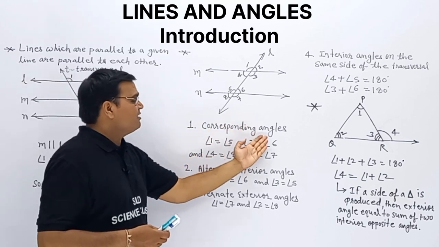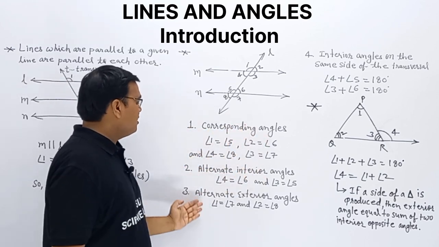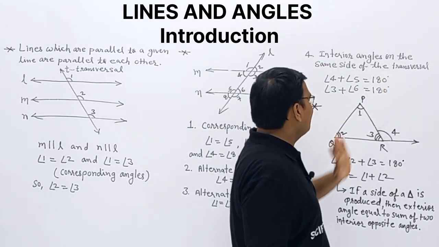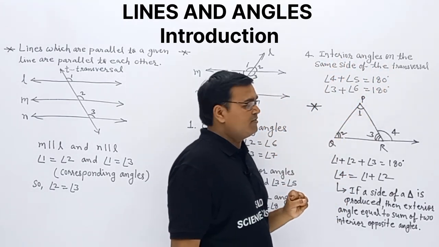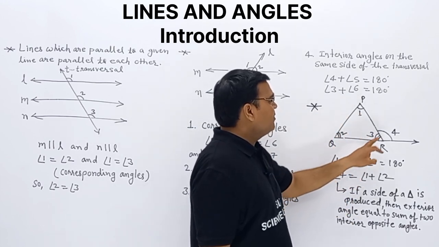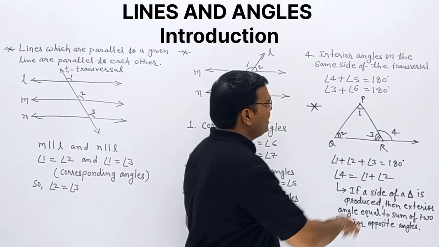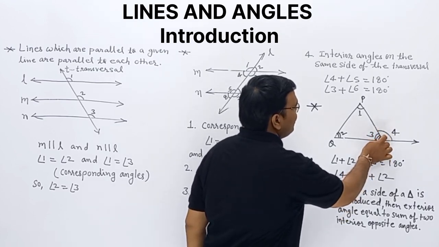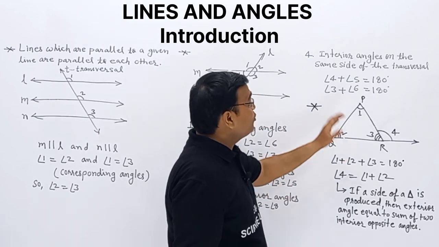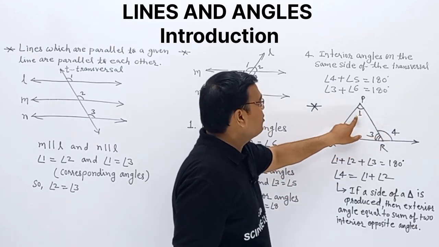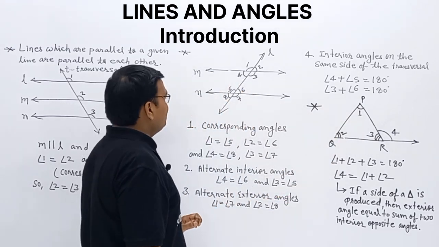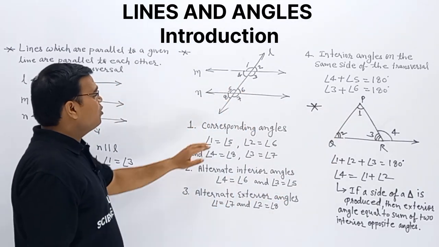What should we know? Corresponding angles, alternate interior angles, alternate exterior angles, interior angles on the same side of a transversal, and the triangle property. The sum of all angles of a triangle we know well is 180 degrees, but if one side is produced and we have an exterior angle, then this angle will be the sum of the interior opposite angles. Clear? These are all easy concepts.